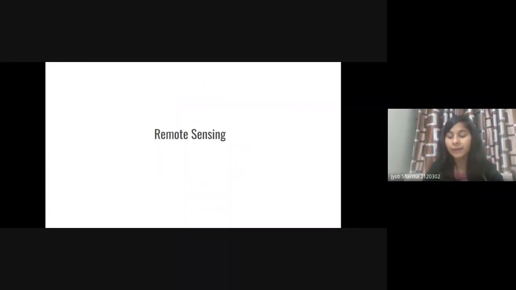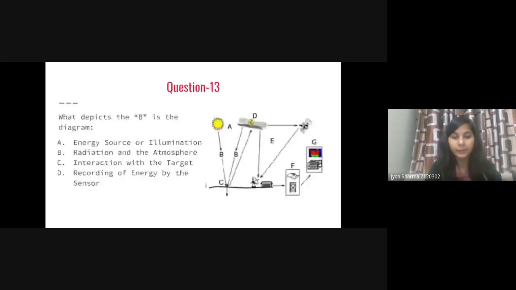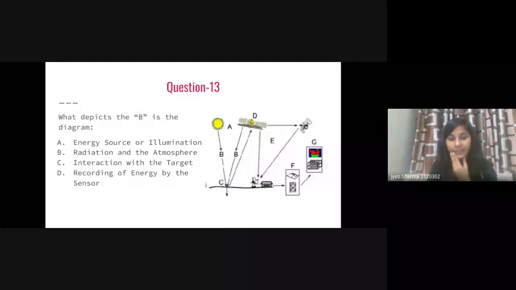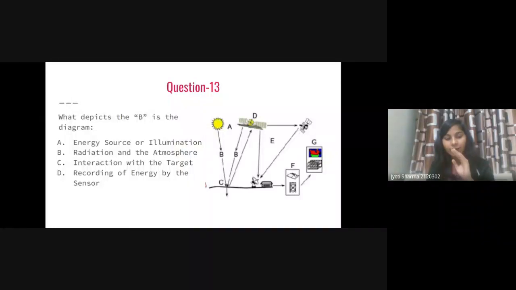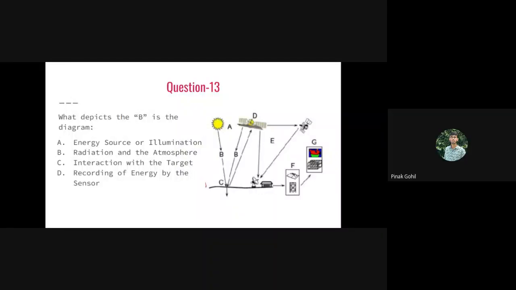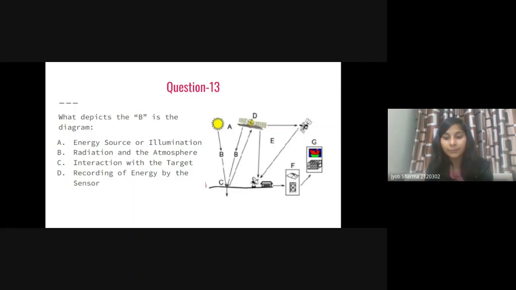Okay, so we have talked about the emission inventory. Then I have one or two questions for remote sensing. This is very important. I have one figure, in that figure I have a sensor at position D, and then I have some towers and the processing, in which you have to tell me what you mean by this B. Like A here is the energy source, so I think B is the radiation and the atmosphere. Yes, the answer is B. Rajpala and Alka gave me answer B.